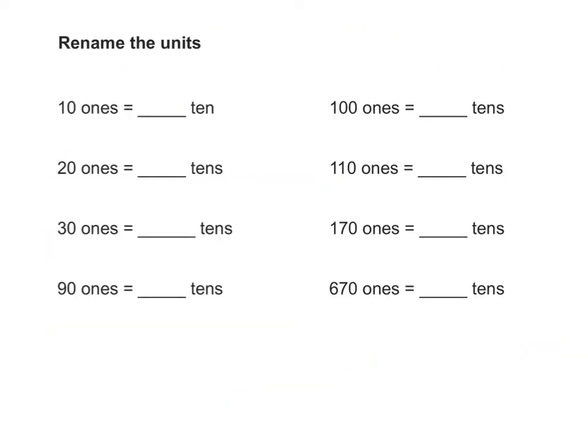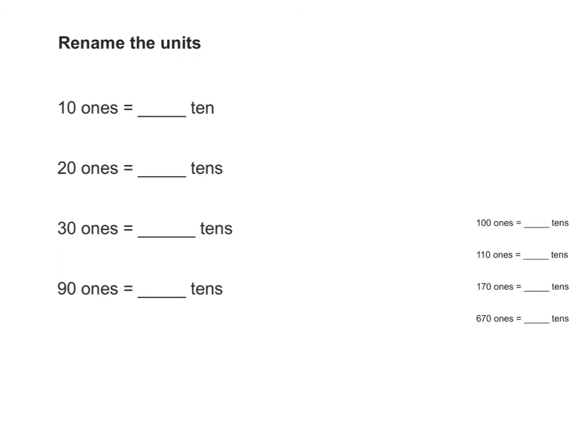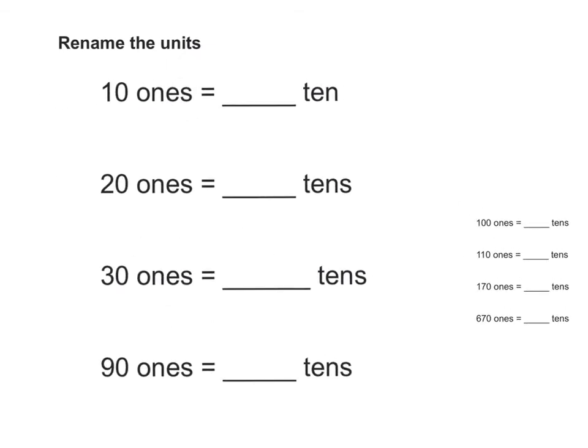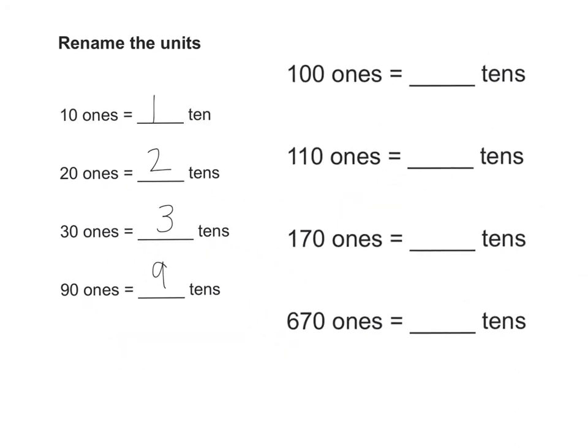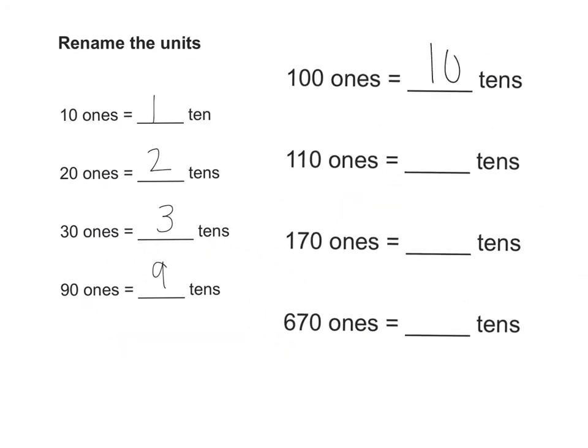I can rename 10 ones as how many tens? 1. 10 ones is the same as 1 ten, right? This should be a review from like 2nd grade. 20 ones is the same as how many tens? 2. Okay. 30 ones is the same as how many tens? 3. And 90 ones is the same as how many tens? 9. Okay. Nice. Let's try this one. 100 ones is the same as how many tens? 10. 110 ones is the same as how many tens? 11. 170 ones is the same as how many tens? 17. And 670 ones is the same as how many tens? 67. Nice.